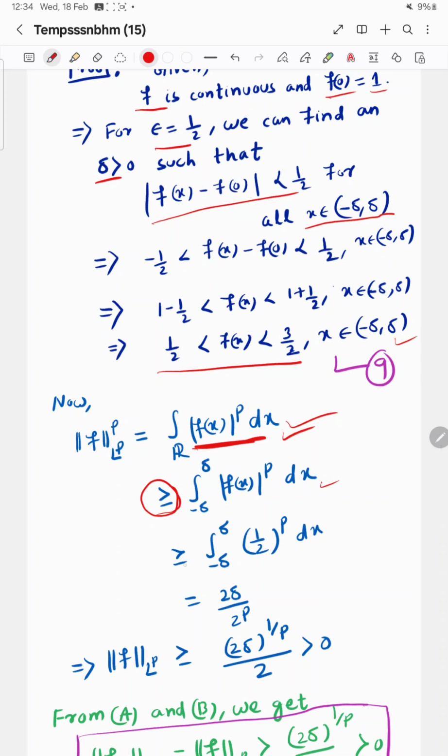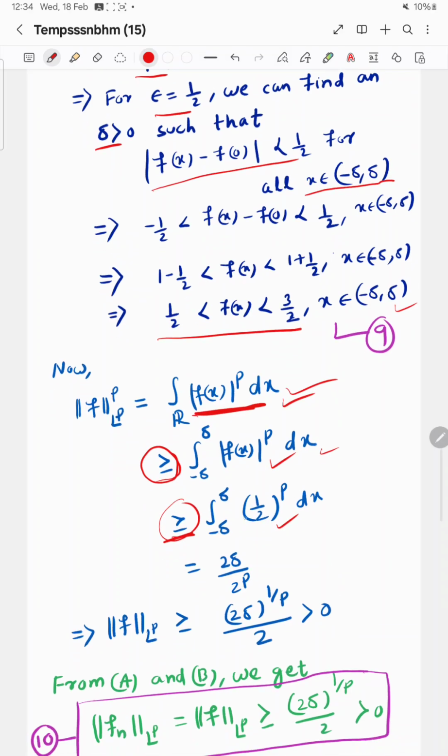If you put this half, the sign will be preserved, greater than or equal to, since this value is greater than or equal to this value, because we are putting the lowest value here. Lowest value is half, in equation 9. After simplification, you will get 2 delta, because it is a constant quantity, it comes out of the integration, and the integration gives 2 delta, divided by 2 to the power p.